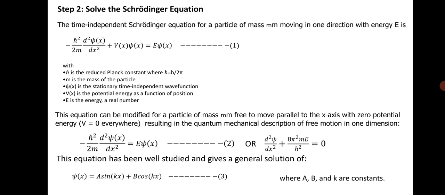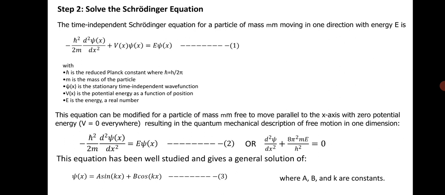So equation 1 can be modified for a particle of mass m free to move parallel to the x-axis with zero potential energy, resulting in a quantum mechanical description of the free motion in one dimension. That is given by minus h cross square by 2m d square psi by dx square is equal to E psi. It is because in equation 1, V is equal to 0 within the box.